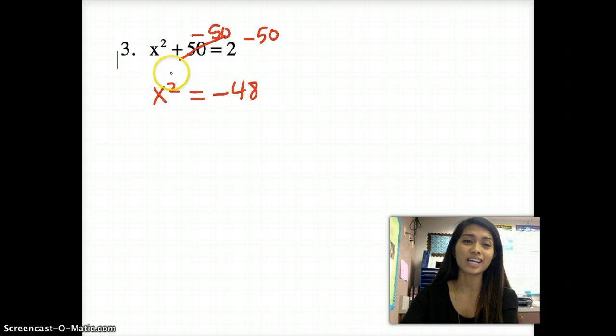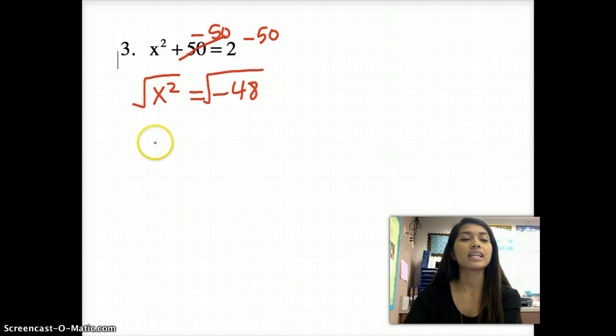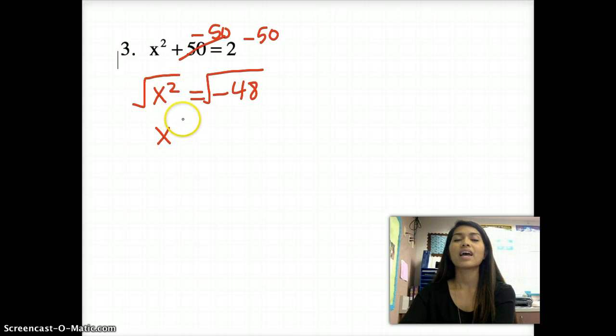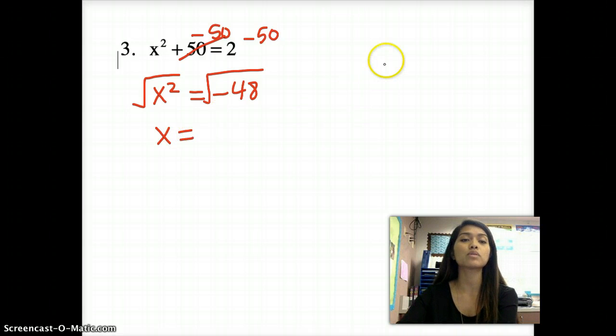In order to isolate x, I'm going to have to take the square root of both sides. And now I'm left with the square root of negative 48. Now, how do I find the square root of a negative number? What could I do to multiply a number by itself to give me a negative number? Is it possible? The answer is no.